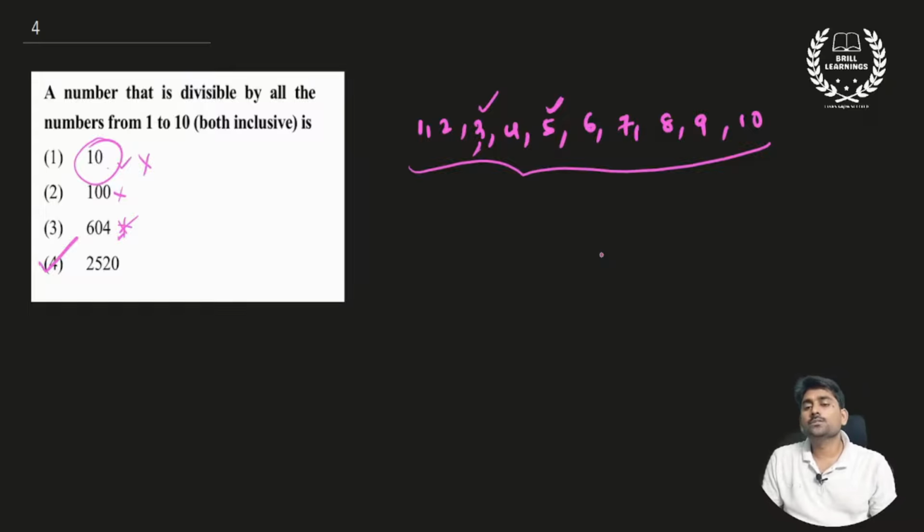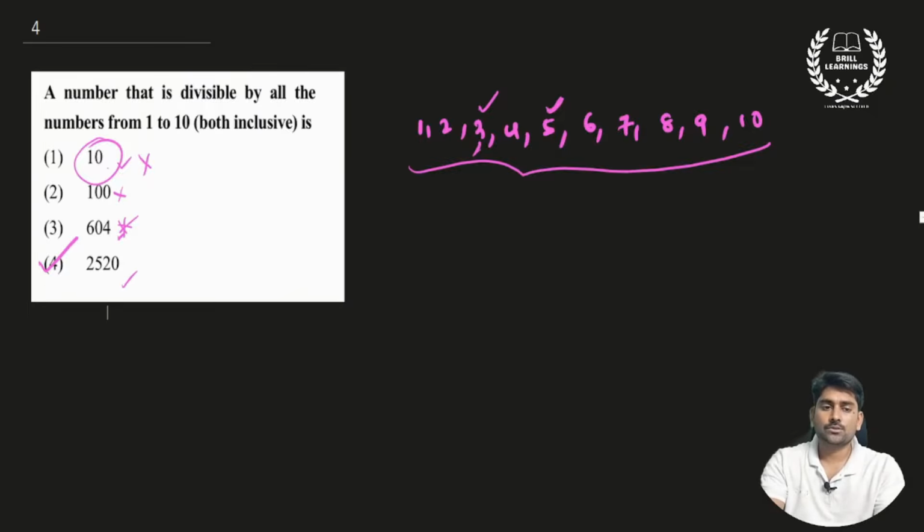Likewise, you can do this kind of question very easily. I strongly suggest that this approach is the best approach rather than the traditional approach. What is the traditional approach here? Taking LCM of all these numbers, and straight away you can get the answer.